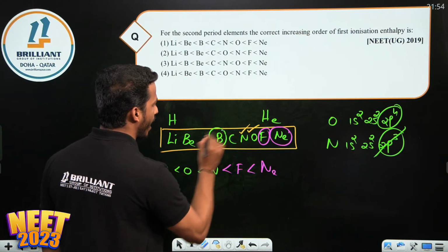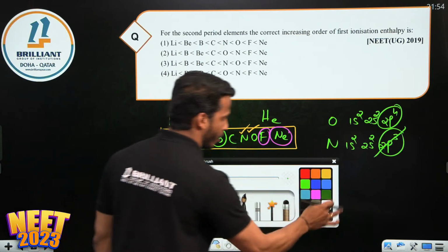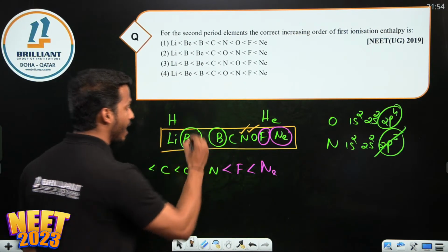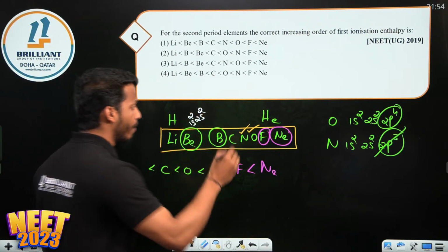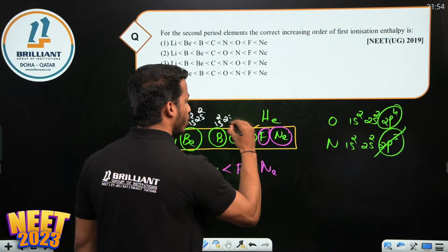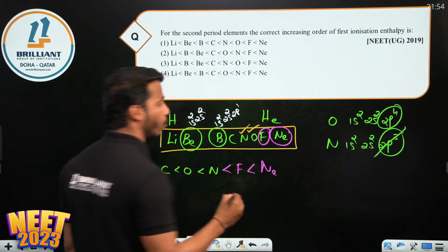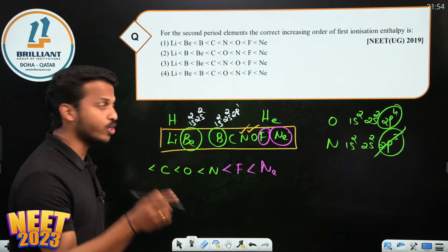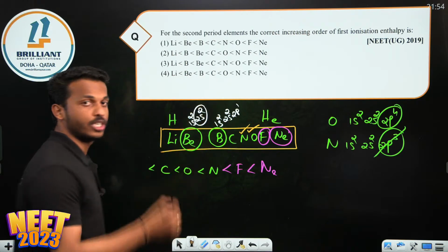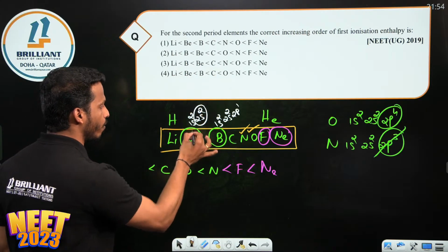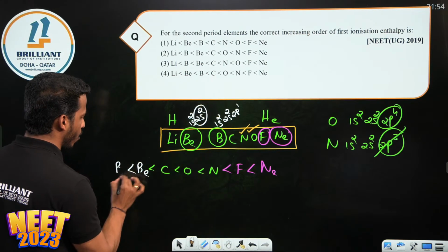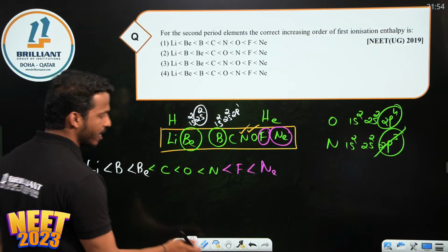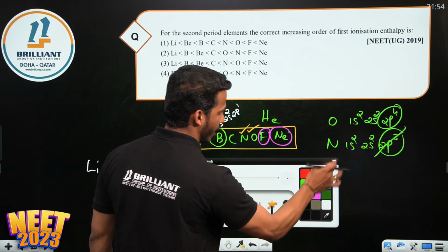Then boron and beryllium, there is a special case. Can you understand here, all? What is beryllium? 1s2, 2s2. What about boron? 1s2, 2s2, 2p1. Which is more stable? Beryllium, because it's fully filled. So it's harder to remove an electron from beryllium than boron. Careful. Beryllium comes first, then boron, then lithium. This is the correct order of their ionization enthalpy.